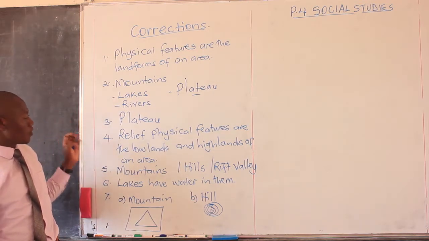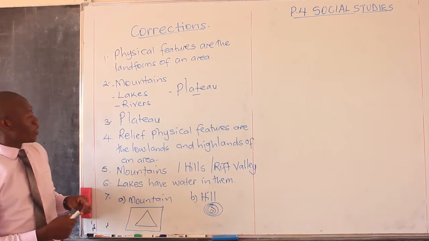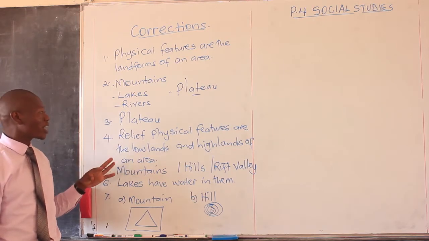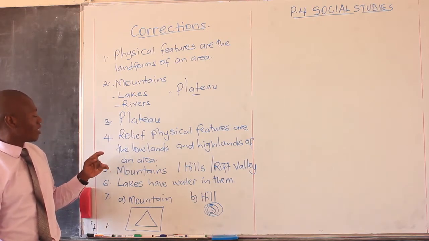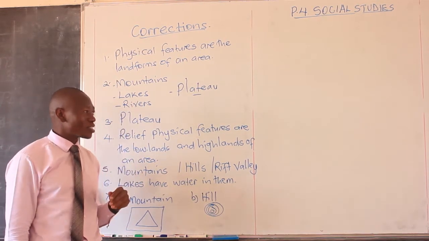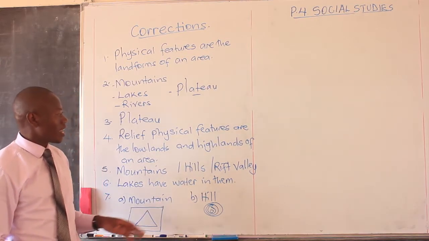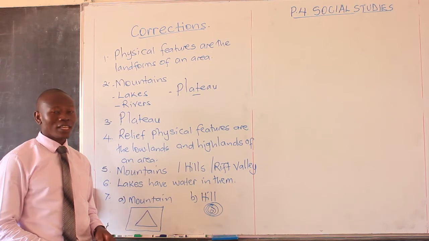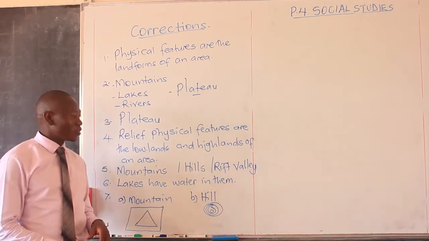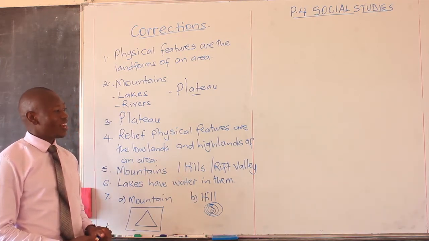If you got all this right, then give yourself excellent. If you failed two, maybe say very good. If you failed maybe three, say good work. Then if it's not really good, you have to be fair to yourself and say try harder. So that's the activity and these are the answers for the activity that we had the other time. Let me give you time to make corrections as we plan for the new lesson.